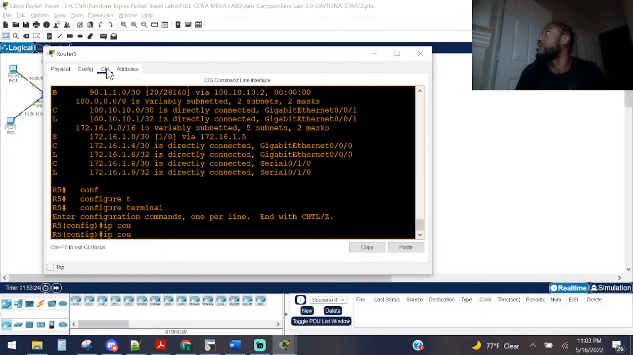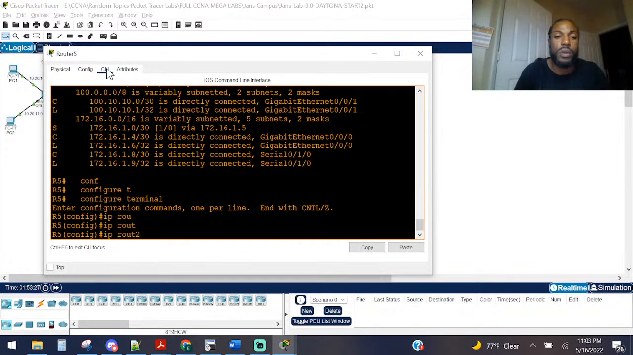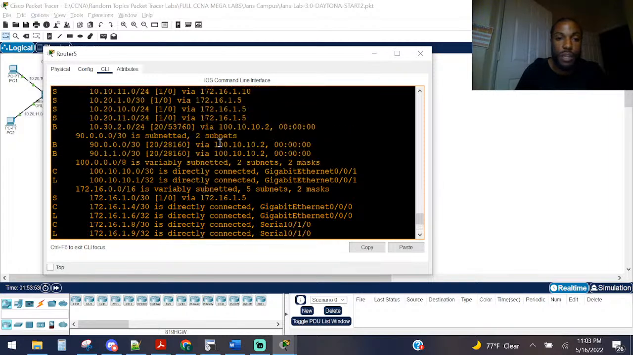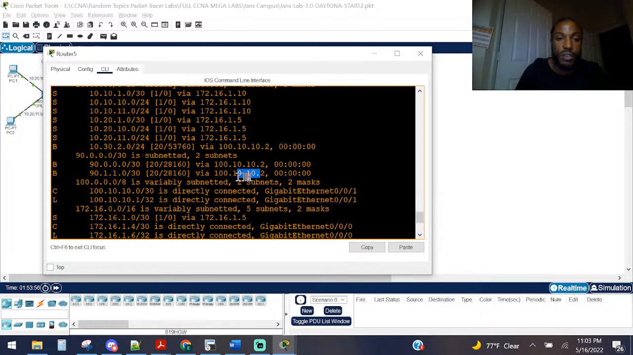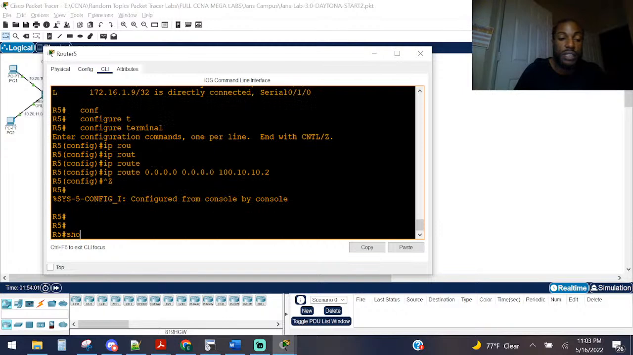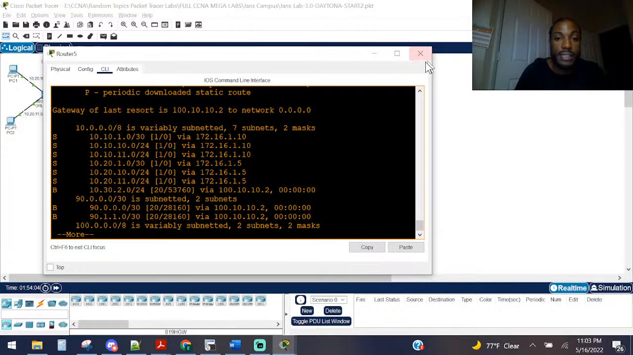Let's see. IP routes. Let's do a quad zero route. 0.0.0.0, and then 100.10.10.2, right? That should be the next hop. You're saying set that as the default gateway now. Right now that's set. That's what y'all are saying to do. Show IP route. Now that's set to that.